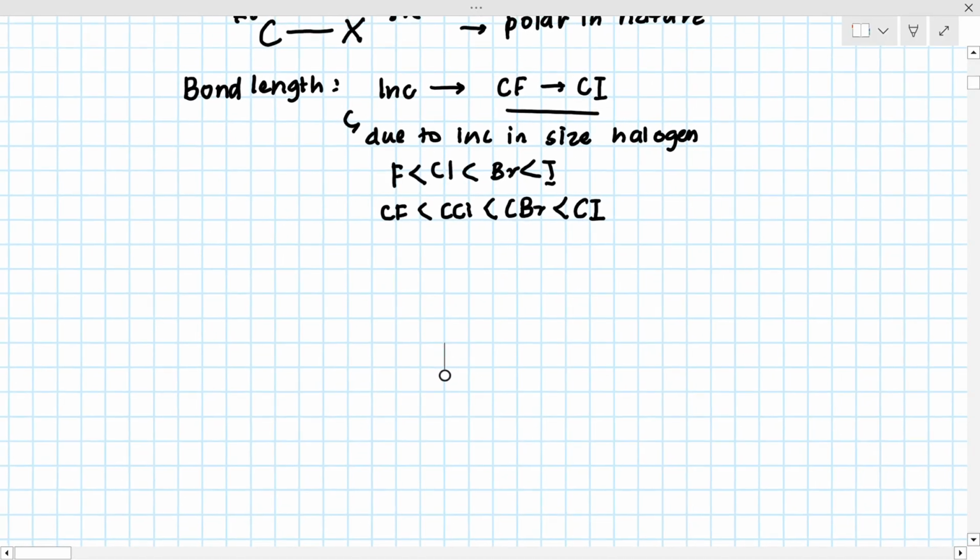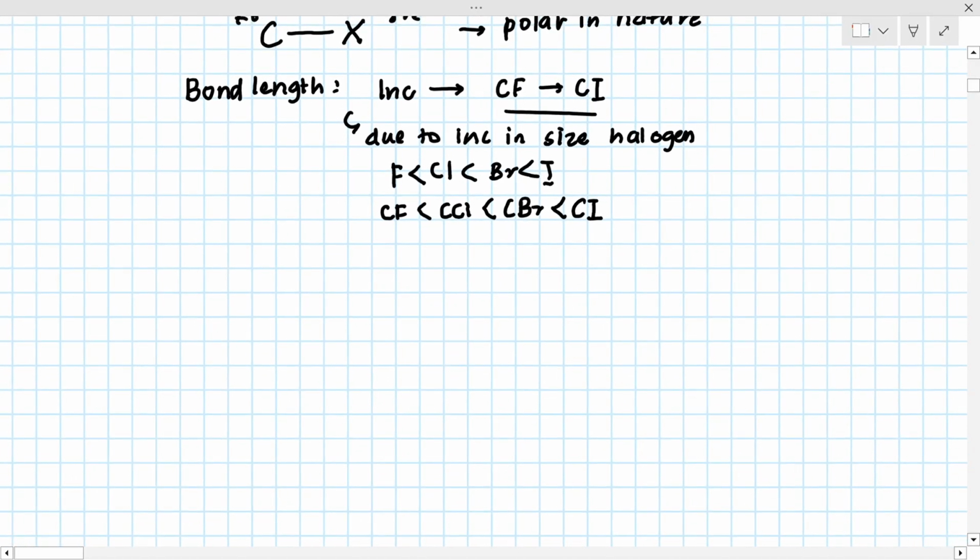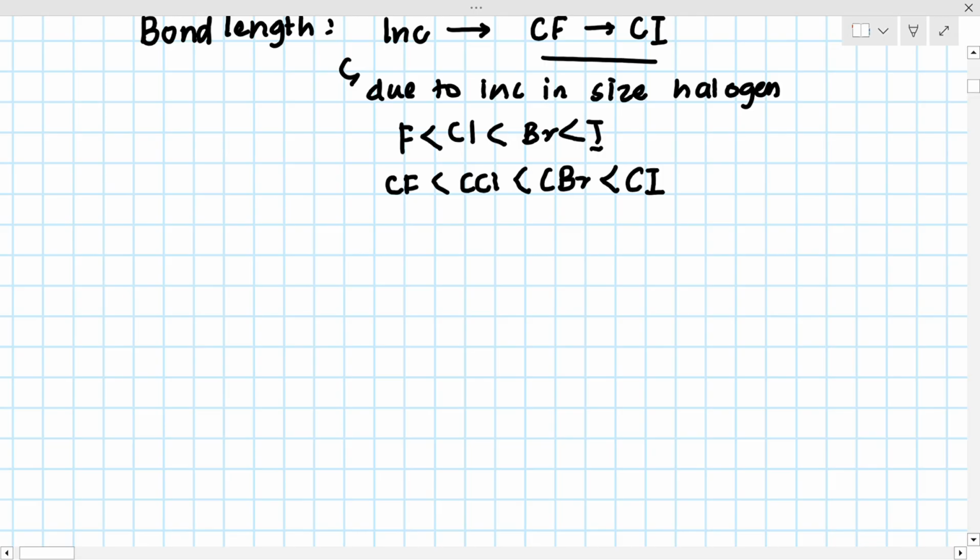Now we will see one most important topic, which is very common in all organic chemistry, and we are going part by part. That is preparations. How are haloalkanes and haloarenes prepared? So first, how is a haloalkane prepared from an alkane? Preparation.